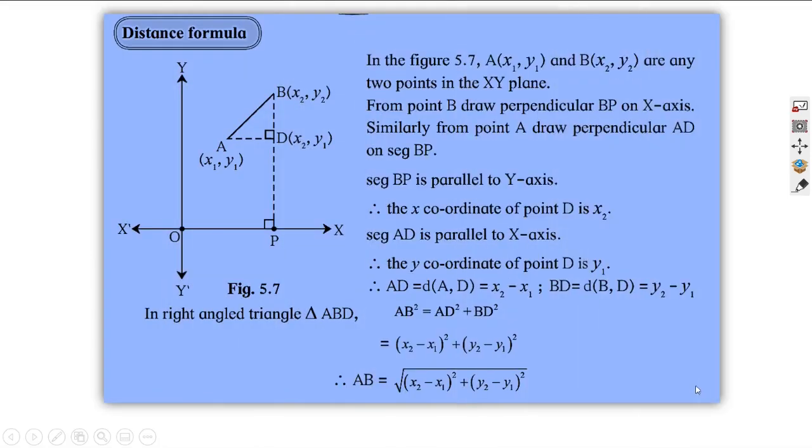It is about the distance formula. The thing that we understood just now, or did just now, can be converted into a standard formula. Look at figure 5.7 extracted from your textbook.